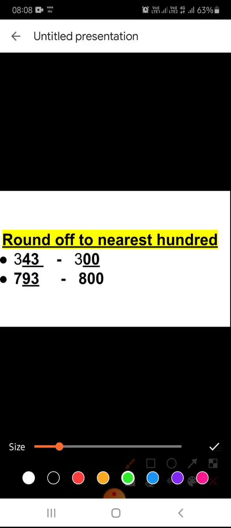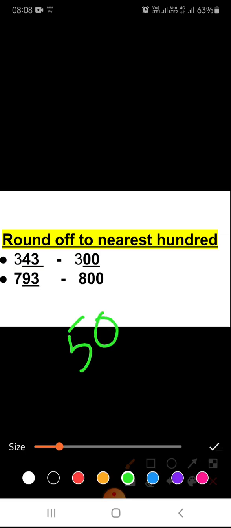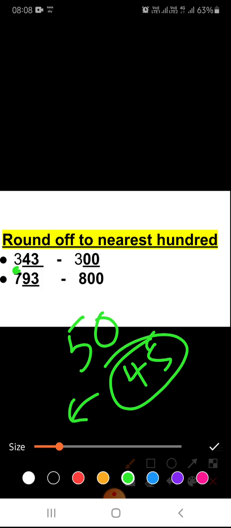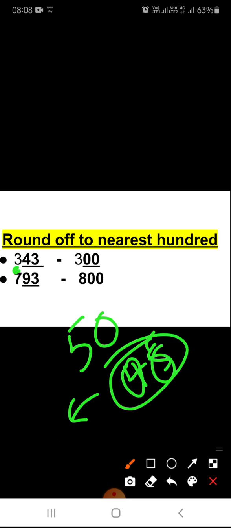In the nearest 100, we check the number by 50. If a number is 50 plus 1 or greater than 50, we will add 1 in the hundreds place. And if it is less than 50, if it is 45, it is less than 50, so no change will be there. We will write the number as it is, and in place of 45 we will write 00 only. So if you have any doubt in rounding off, you can see the previous video.